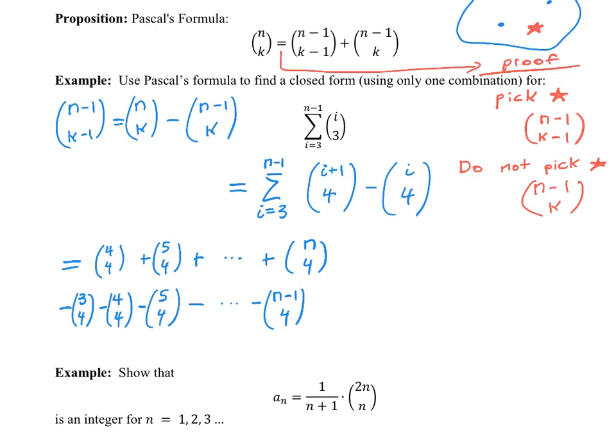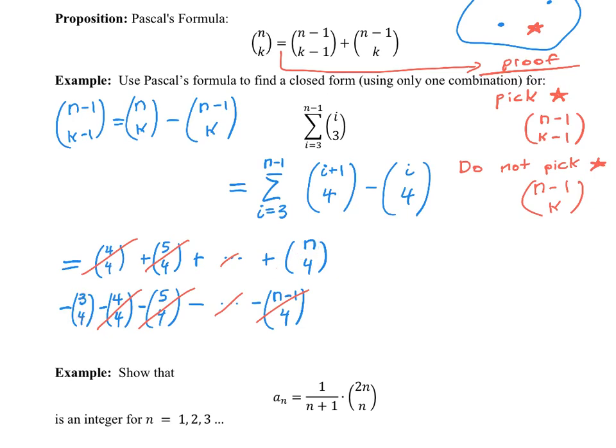If we notice in this expanded version of our summation, there's a lot of cancellation going on. The 4 choose 4 cancels out with the 4 choose 4. The 5 choose 4s cancel out. All the way along, all the negative ones cancel out with the positive ones, all the way up to n minus 1 choose 4. When this magic happens in a series, we call this a telescoping sum. Each term in our sum provides something to cancel out with the previous term. So what we're left with is just these two terms that didn't cancel out, n choose 4 and 3 choose 4.